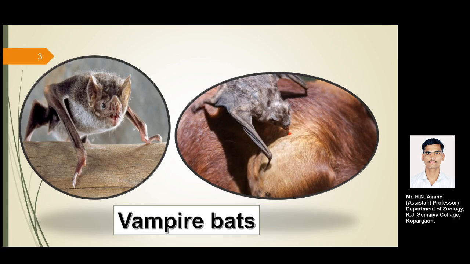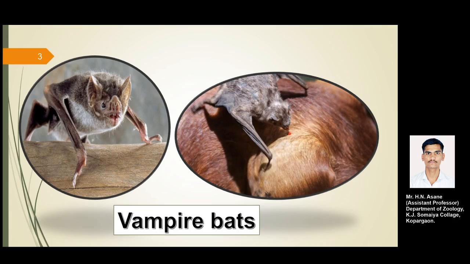So we can see true ectoparasites. In the second picture you can see the bat sitting on the dog, and that bat consumes the blood from that dog.